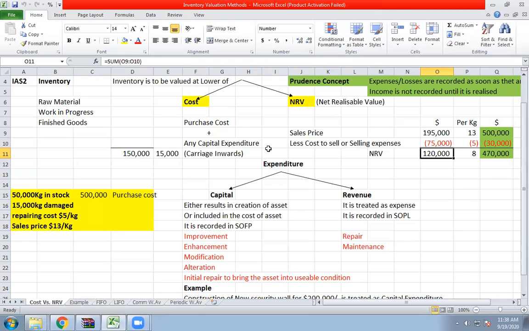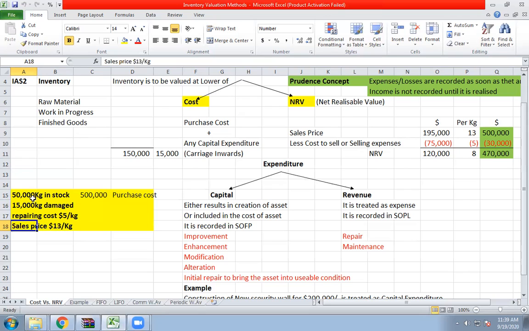Let's take an example. This is the same example, and I will start from scratch. 50,000 kg is in stock and the purchase cost is $500,000. 15,000 kg out of this 50,000 kg is damaged and needs repair. The repairing cost is $5 per kg. I can sell this item for $13 per kg if it is not damaged. So I have to restate how much the inventory is to be valued.